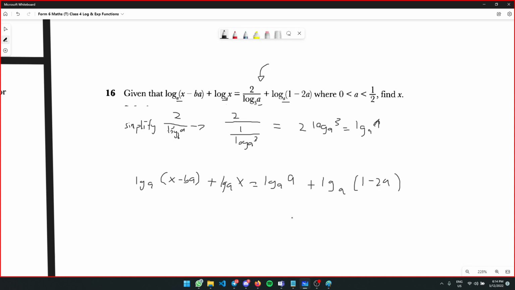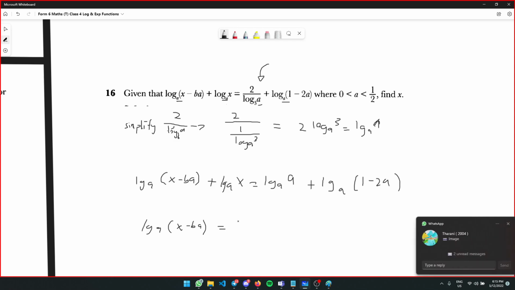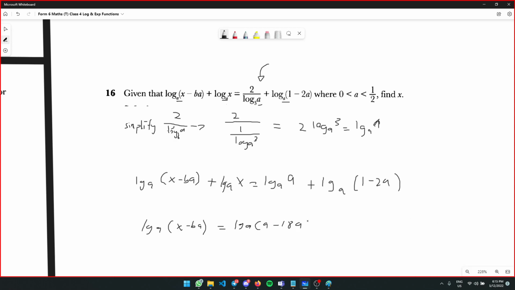Log a, x minus b a. Oh wait, I can add both. Okay, now I'm going to use that first. Log a 9, okay. Maybe you can go with this inside, put it all as one thing. Log a 9 minus 18, then over x.